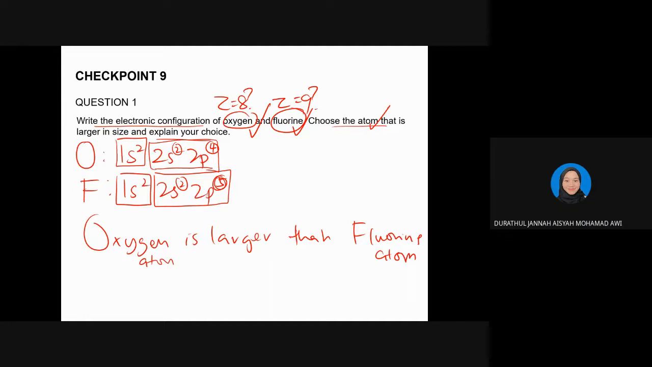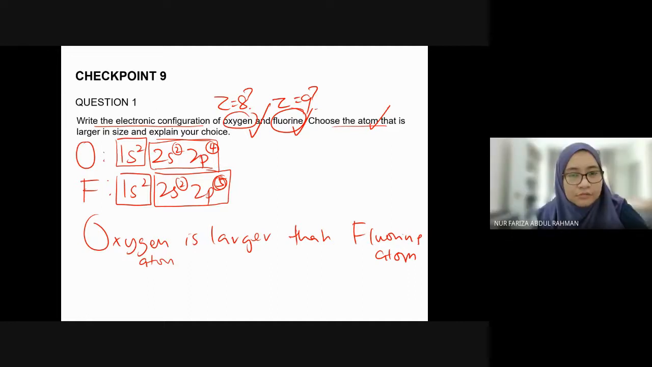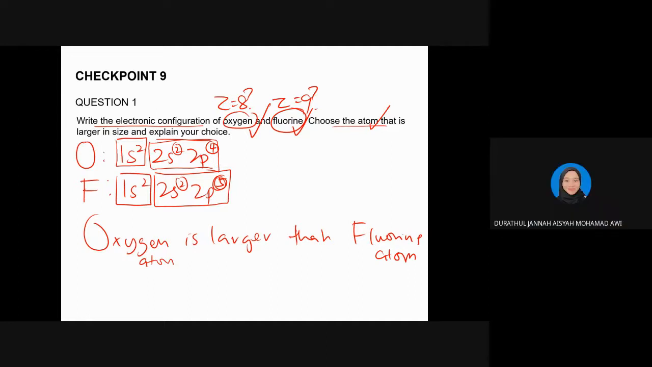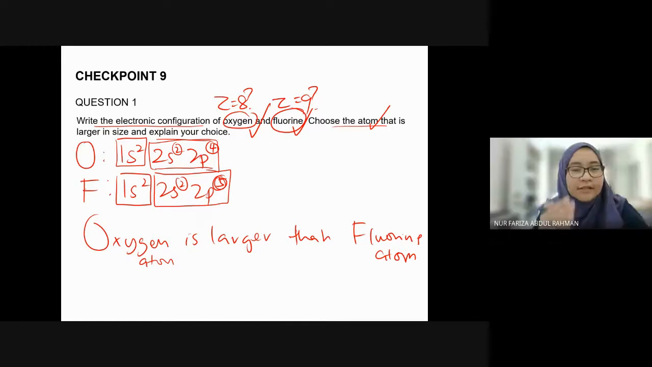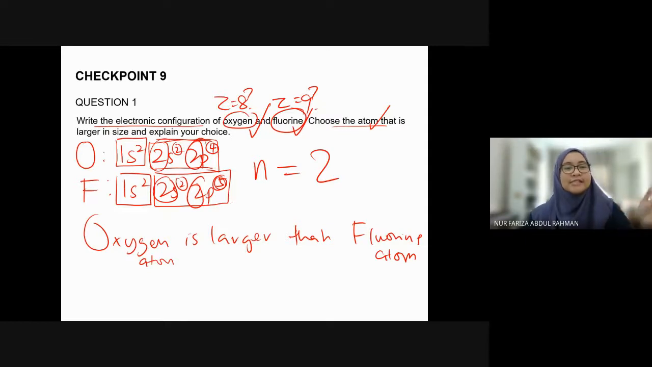Principal quantum number. Is equal to? Principal quantum number, nombor. 2. n is equal to 2. Okay, so based on principal quantum number, but you have to specify, okay, both of them are located at n is equal to 2, based on the highest value of n. Okay, and that is why we know that this is across the period sebenarnya. Okay, so when this is across the period, you have to highlight the Z effective.